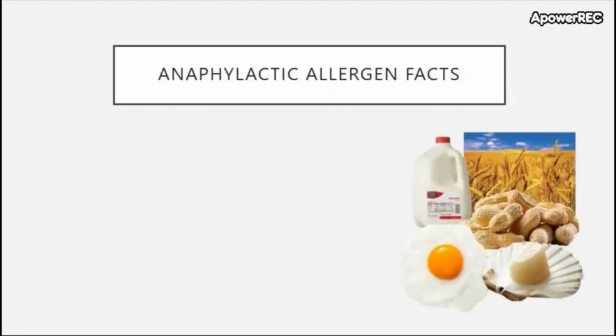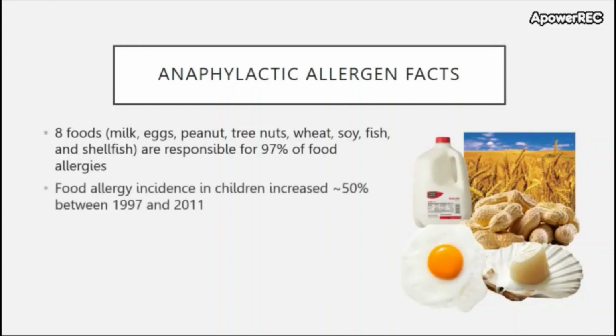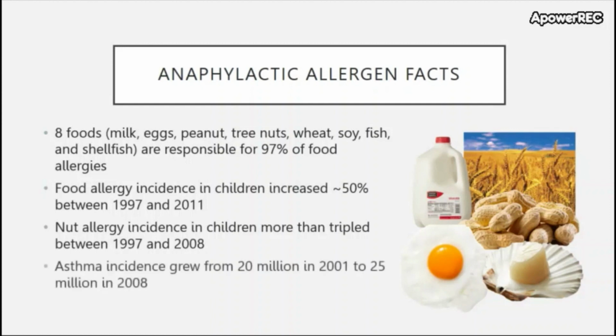So here are some fun anaphylactic allergen facts. First, 8 foods, milk, eggs, peanut, tree nuts, wheat, soy, fish, and shellfish are responsible for 97% of food allergies. Food allergy incidence has gone up. In children, it's increased 50% from 1997 to 2011. Nut allergy incidence in children has more than tripled between 1997 and 2008. And asthma incidence grew from 20 million in 2001 to 25 million in 2008.